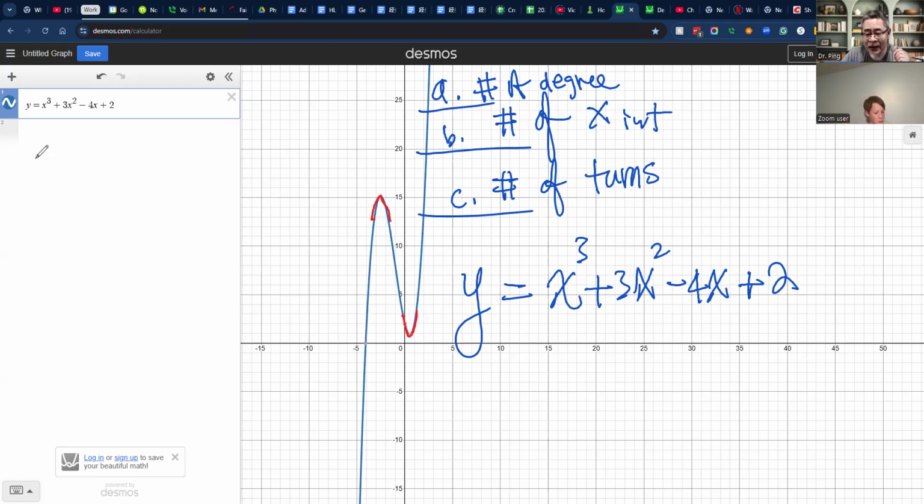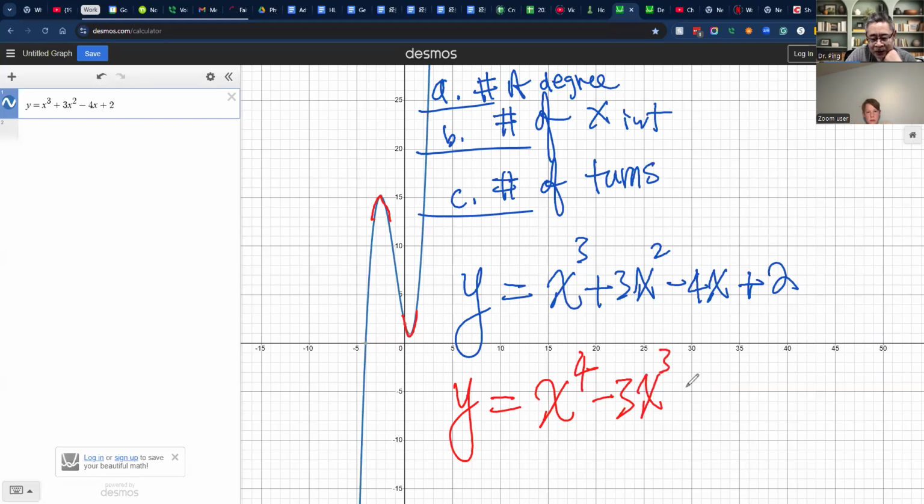Okay, I'll give you just one more. You plug in here. This time it's y equals x to the fourth minus 3x to the third plus 4x squared minus 2x plus 1. Okay? So tell me the number of degrees, the number of x-intercepts, and the number of turns. You just need to type that into Desmos. Okay?